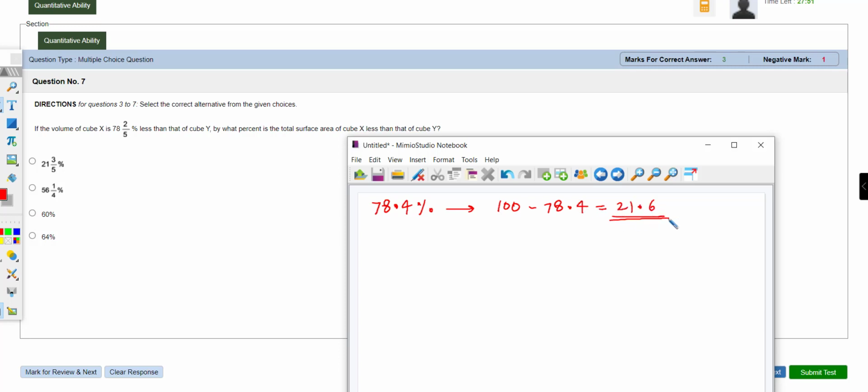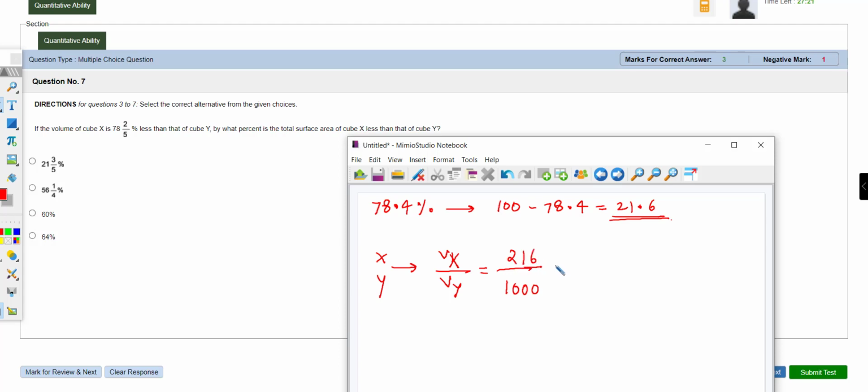That is the cube of 6. 6 cube is how much? 216. So now look here, if I say X and Y volume, the volume of cube X divided by the volume of cube Y. Over here if I consider the volume of cube Y as 1000, the volume of cube X is going to be how much? 78.4% less means it is going to be 216.